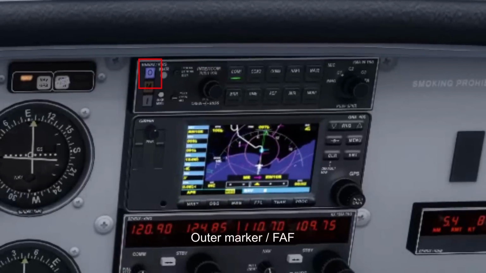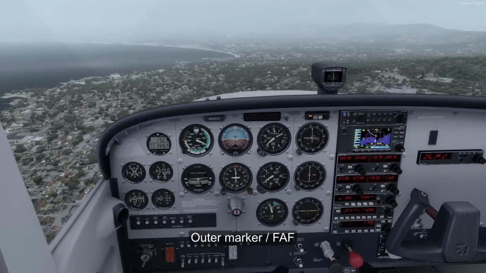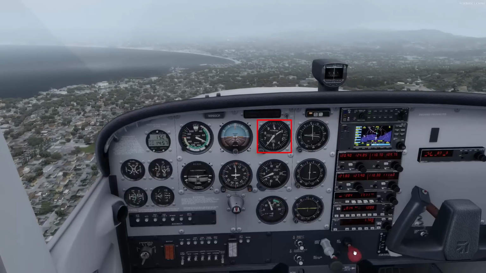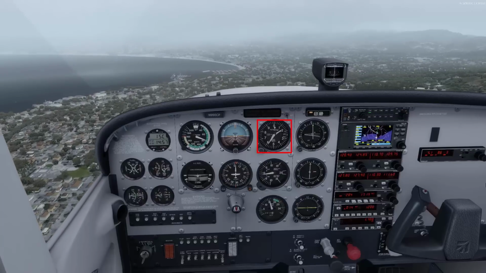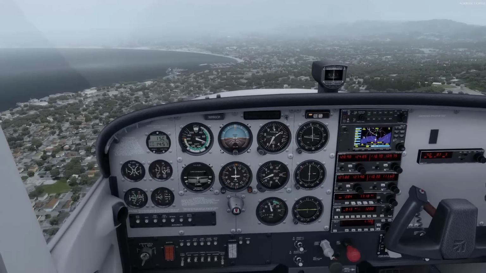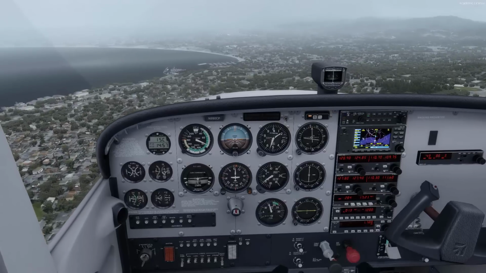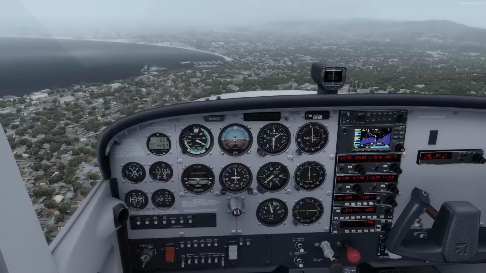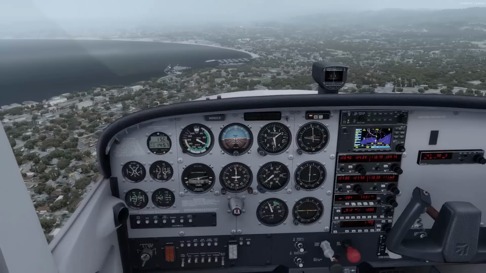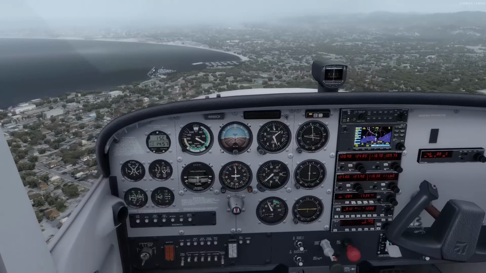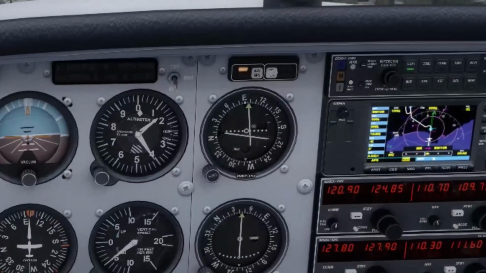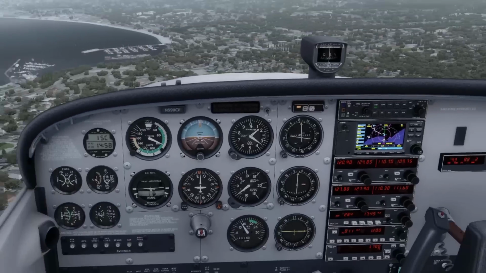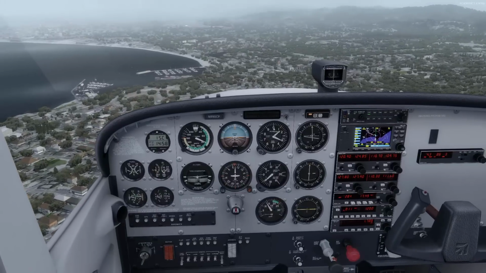We're over the outer marker at 5.6 nautical miles. The blue O light is on. This is also the final approach fix. The altimeter has the correct altitude of 1600 feet. No correction is needed. The course is to the right and the glide slope below us. I need to turn to the right and descend more.